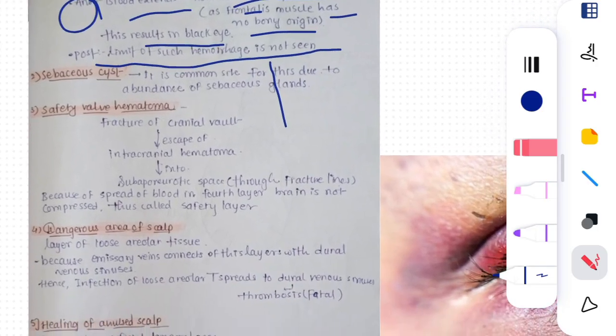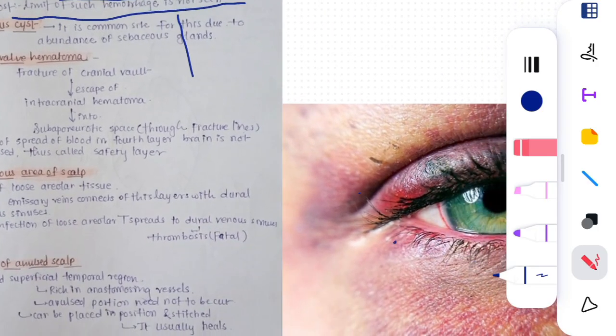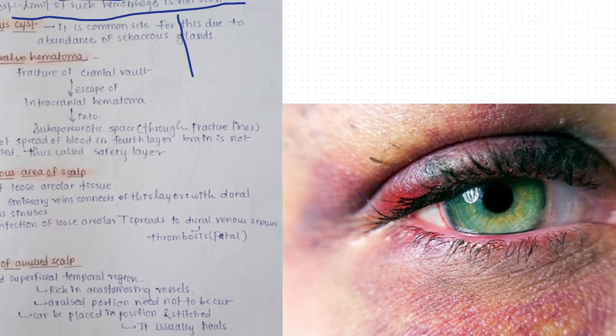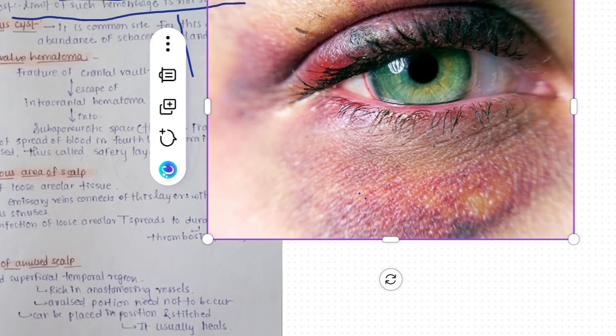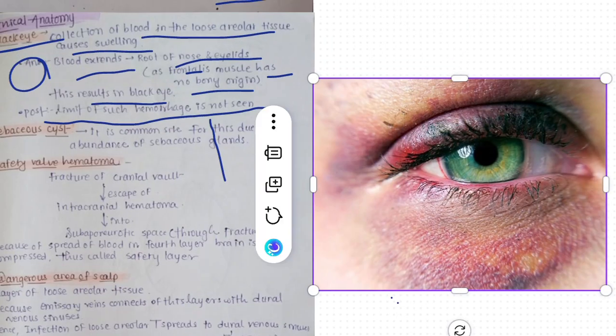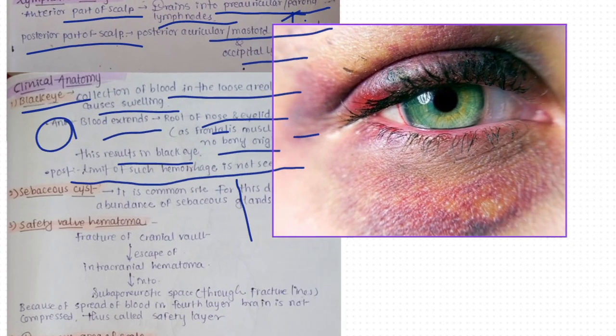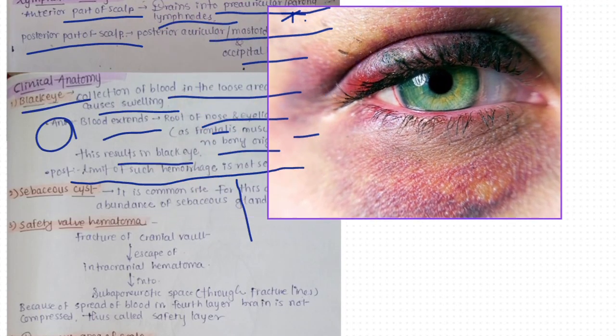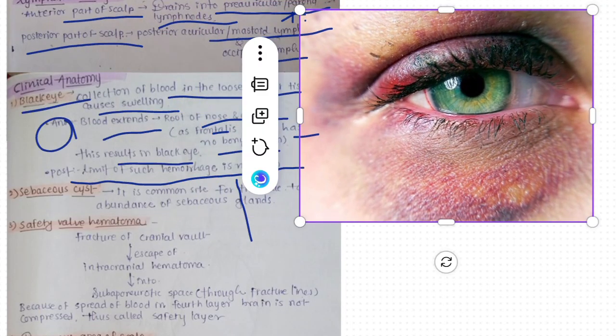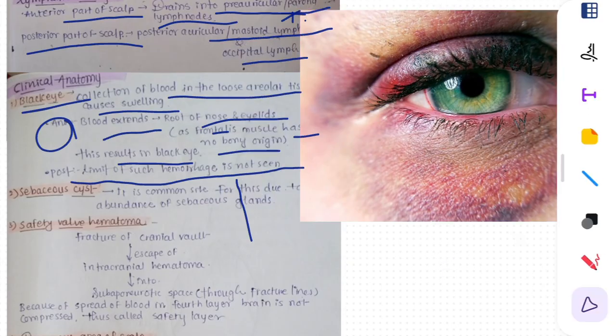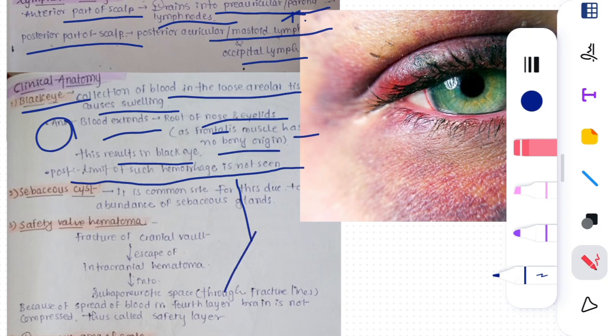Let's see one image of the black eye. See, this is the black eye. It is because of the blood, the blood accumulating in the loose areolar tissue of the scalp. There is no hemorrhage, but it can be fatal. And then next one we will see is the sebaceous cyst. It is a common site for this due to the abundance of sebaceous glands.